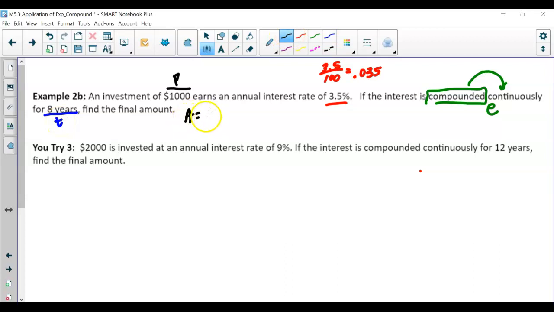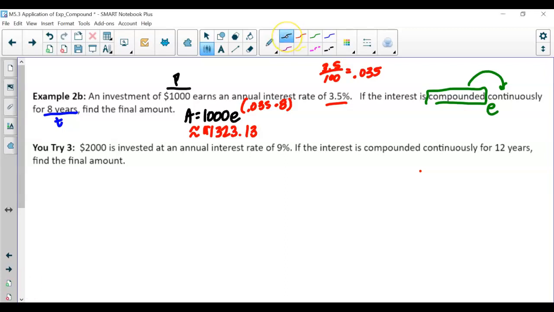So again, here we go. A is equal to 1,000 times E. Raise that now, right? If you need to, put in parentheses. Rate times time, 0.035 times 8. So again, pause the video, practice putting that in the calculator and see what you get. And you should get that the final amount is approximately $1,323.13. Go ahead and pause the video and try this you try now on your own.